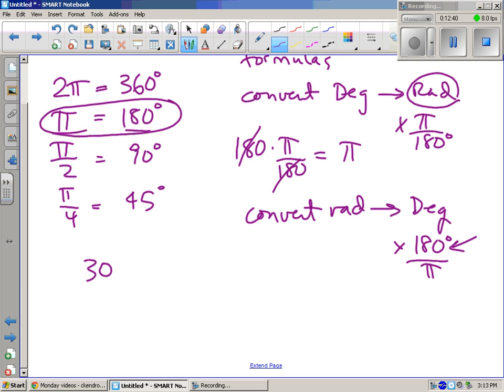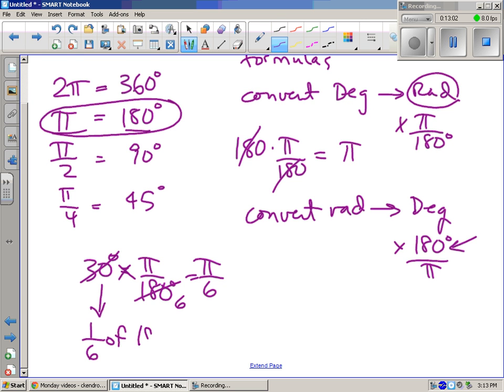Let's say I have 30 degrees. I want to convert that to radians. So I'm going to take 30 and multiply it by pi over 180. Now the 30 and the 180 will cancel. This will be 6, so the answer is pi over 6. Now let's figure out what that really means. 30 degrees is 1/6 of 180 degrees. Now 180 degrees we said was pi, 3.14. So 1/6 of pi is pi over 6.